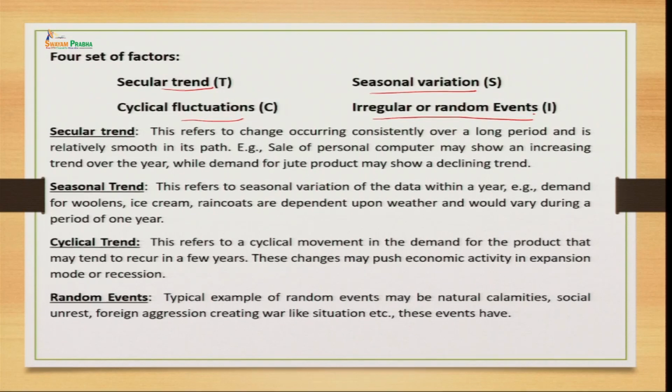Secular trend means the trends which take place over a period of time. Suppose we have written here that the personal computer may be showing an increasing trend over the years because people are demanding it, and the demand for jute products is decreasing year by year. So, this is a secular trend, where the demand for certain goods is continuously increasing and the demand for certain goods is continuously decreasing in the market because they are no more in demand.